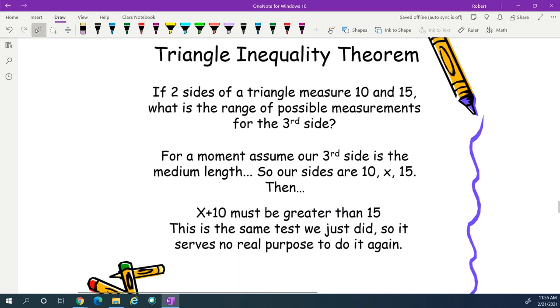We can test when our missing side is in the middle. So we get 10 plus x. And that's what we just tested. So middle doesn't matter. What we really want to concern ourselves with is, what if our missing side is the smallest? What if our missing side is the biggest? And that's going to give us our range.